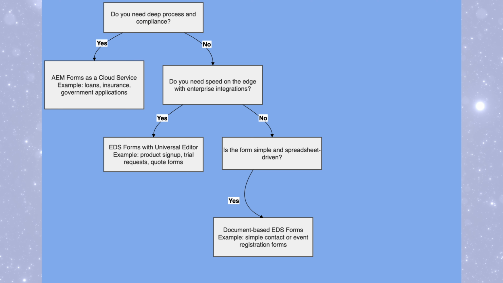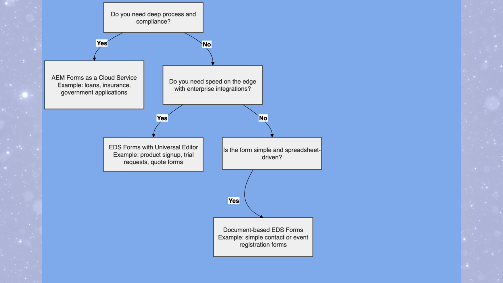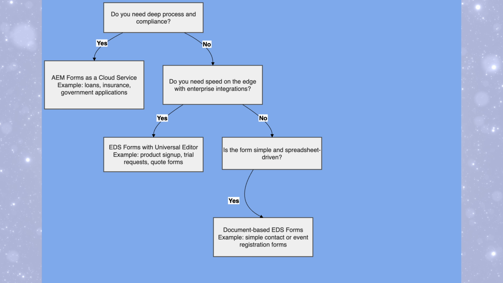So step 1 would be if this is a process-heavy, compliance-sensitive journey, where the ask is, are there complex workflows or multiple approvals? Do you need official PDFs for archiving or legal purposes? Are digital signatures, audit trails, or strict regulations involved? If your answer is yes, then use AEM Forms as a cloud service. Typical example would be loans, insurance, government application, healthcare enrollment, regulated onboarding, etc.